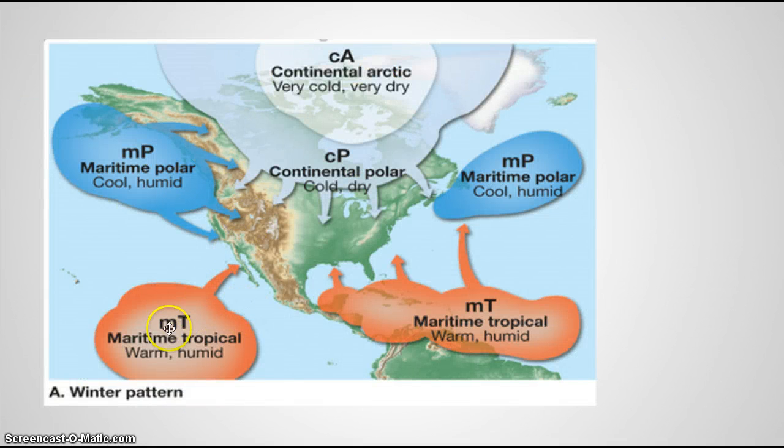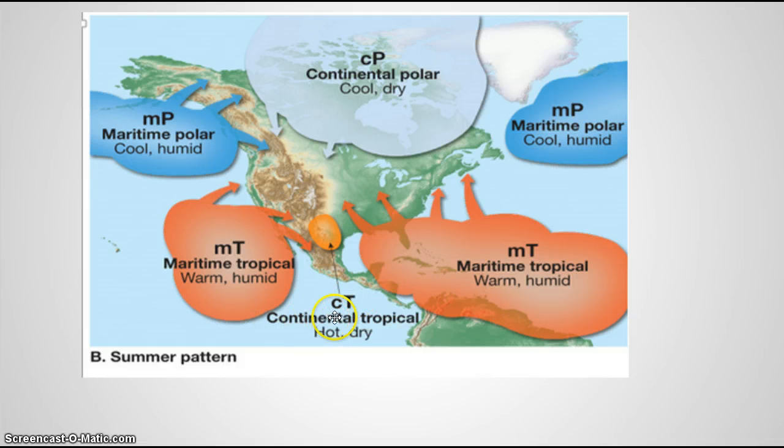So here goes. Let's start off with our winter pattern. It really doesn't matter if we're talking winter pattern or summer pattern, but we'll start with winter. We have maritime tropical, warm, humid air. Maritime tells me it's going to be humid, and tropical tells me it's going to be warm. So I have these maritime tropical conditions coming from the south. I can also have a continental tropical coming from the south. Continental tropical tells me that it's going to be hot, tropical, but dry. So hot and dry. Continental is associated with dry. Maritime is associated with humid.